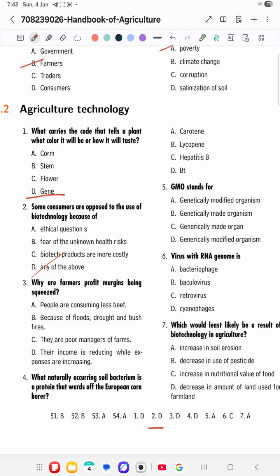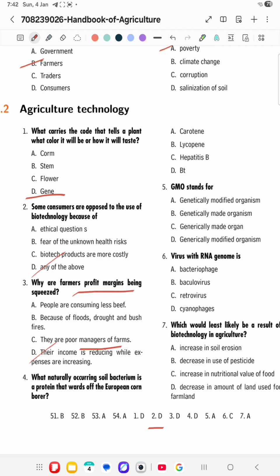Why are farmers' profit margins being squeezed? People are consuming less beef because of floods, drought, bush fires. Poor management of farms can be. Their income is reducing while expenses are increasing. It can be C or D. So margins being squeezed, but the profit margin, so obviously D will be the answer.